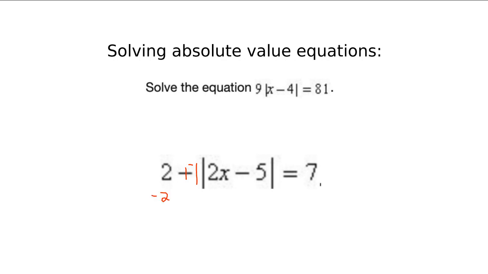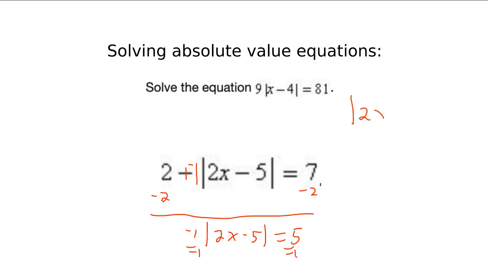First thing I'm going to do is I'm going to subtract 2 from both sides. So I'm left with -1 times the absolute value of 2x minus 5 is equal to 5. I'm going to divide by -1. So I'm left with the absolute value of 2x minus 5 is equal to -5. This problem cannot be solved. Why not? There's no solutions to this problem.